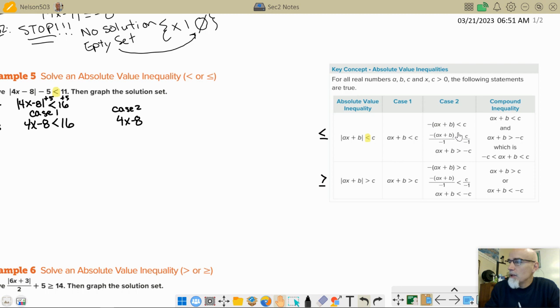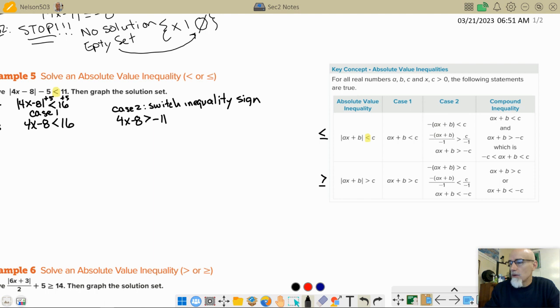And that's going to flip the inequality sign. So it goes from a less than symbol to a greater than symbol. So over here in case 2, I'm going to switch this guy right here to a greater than, and I'm going to take the opposite of the right side. So let's see here. I got to put down negative 11. So in case 2, here's what I want you to make a little note of. Switch the inequality sign. Okay. All right.